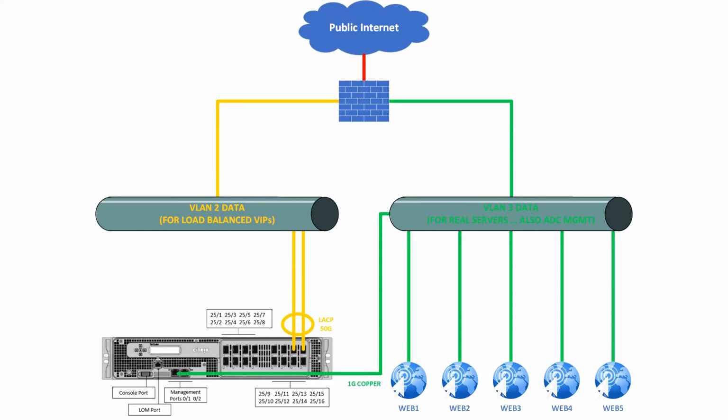Okay, so here we got a physical layout slide. It shows the diagram of the physical layout. We got an LACP channel for data traffic in yellow and a 1 gig copper cable from the management interface to the application server network.